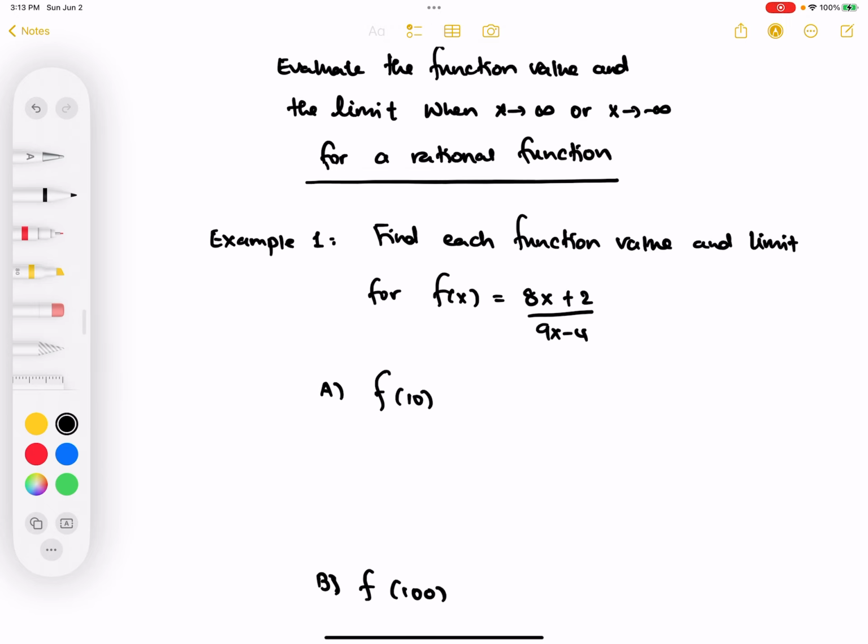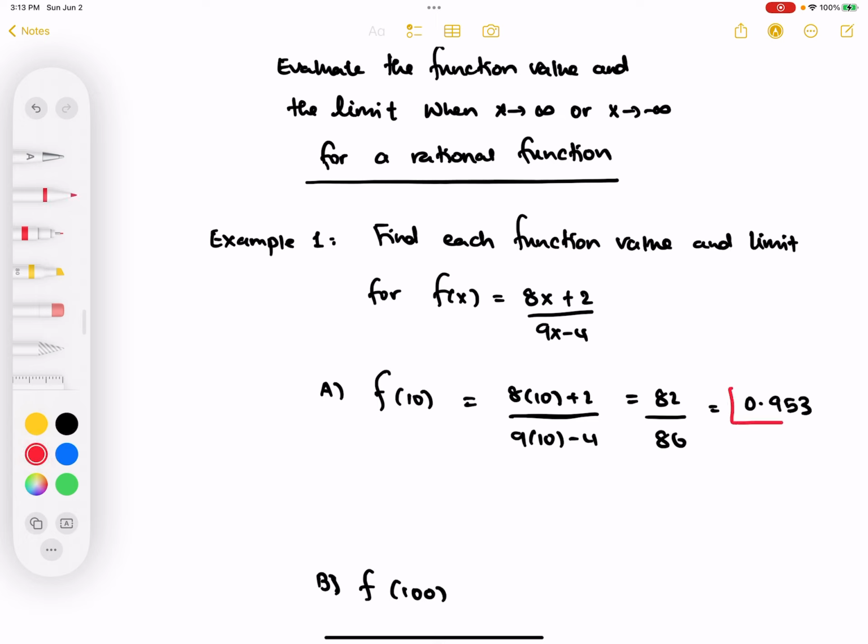For example, find each function value and limit value for f of x equal to (8x plus 2) divided by (9x minus 4). So the first one, evaluate the rational function at x equal to 10, then 8 times 10 plus 2 divided by 9 times 10 minus 4, right? This is 82 divided by 90 minus 4, which is 86. So to 3 decimal places, this is 0.953.